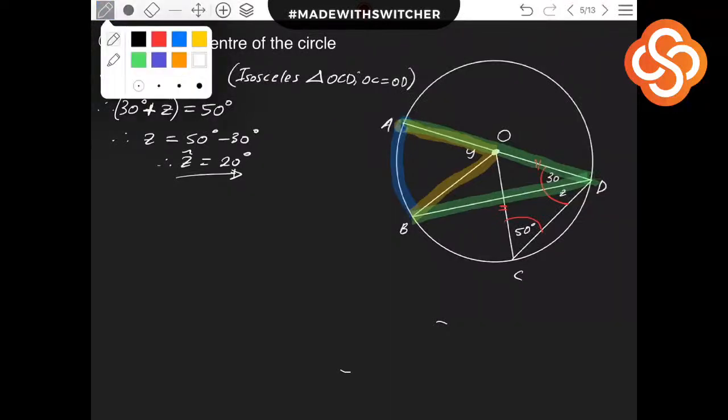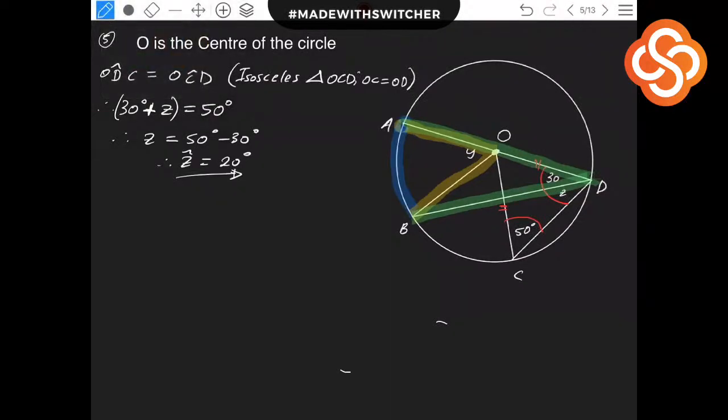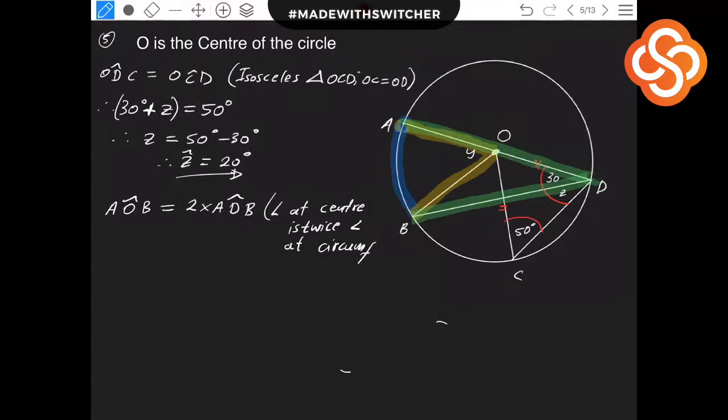Therefore, we're going to say now angle AOB is equal to 2 times angle ADB. So angle at center is twice angle at circumference. This is going to be our reason.